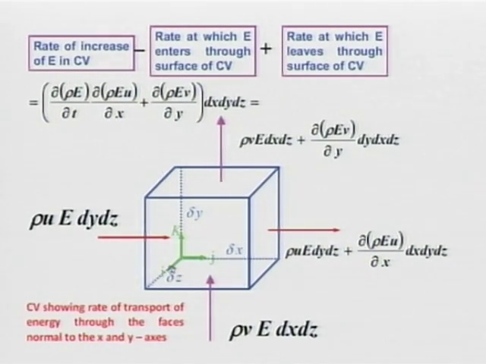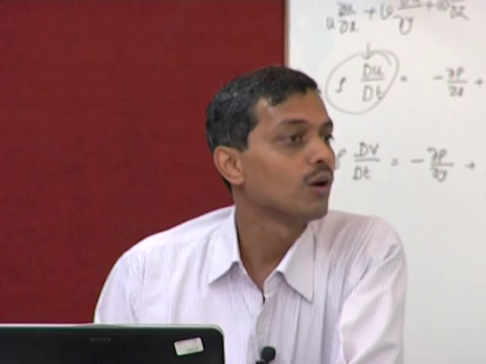If I take again a cuboid of delta x, delta y, delta z, we know this business quite well, so I am not writing this out. What is entering? Mass into energy: rho u dy dz is the mass flow rate into energy. What is getting out? Same Taylor series expansion. We have been using left and right, so by now we are adept in this. So rho e u dy dz plus del rho e u by del x into volume.